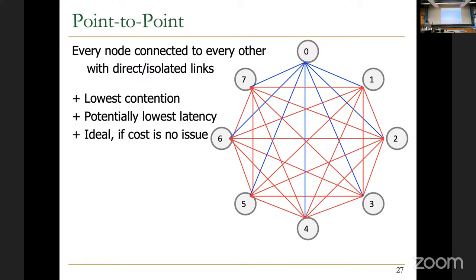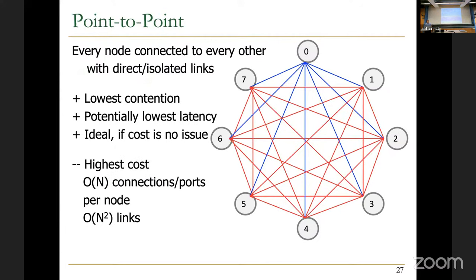For those nodes that are connected with a short link, we have high performance or low latency, but for some other nodes, the wire length comes into play. So it could be considered an ideal network if cost is no issue, which is always the issue. So the cost of a point-to-point connection is high. So we have n connection ports per node.